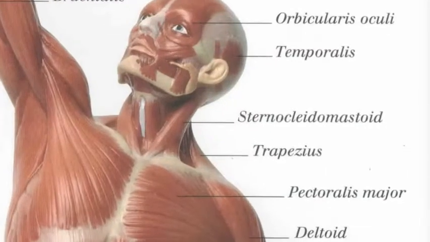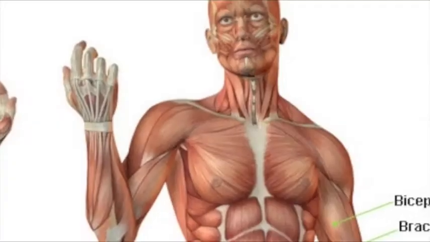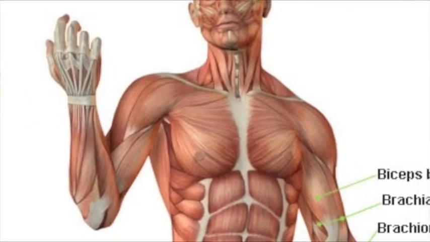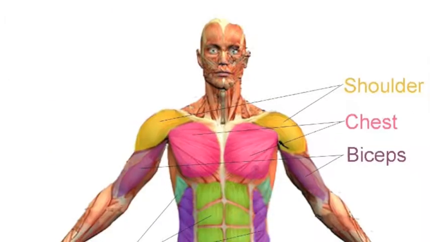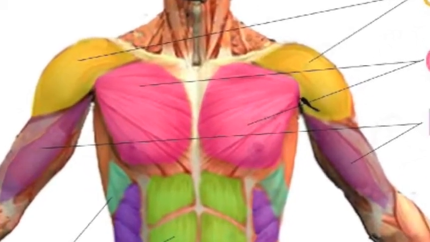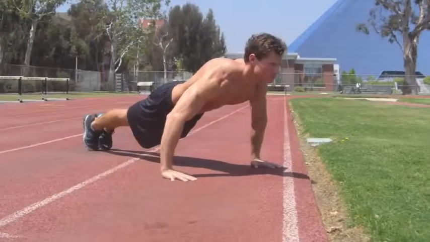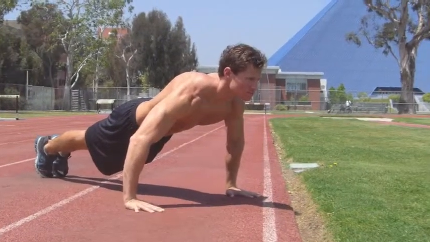The pectoralis major muscle is also called the pec muscle. It originates on the clavicle, sternum, and first 6 ribs, and then inserts on the humerus. This muscle's main action is to flex the shoulder joint and adduct the arm. For example, we use this muscle when performing a push-up.